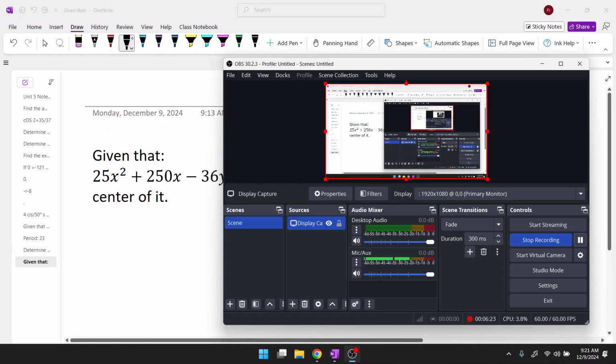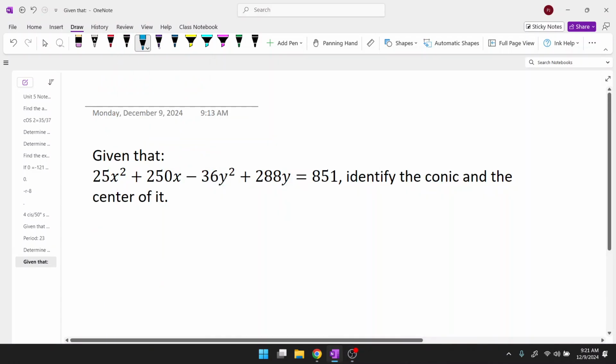All right, so we're going to end up completing the square twice on this.